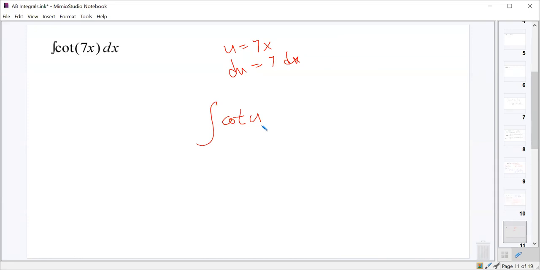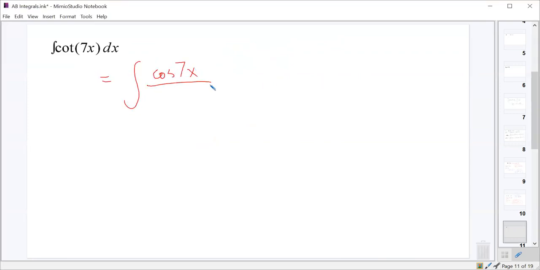Put it in terms of sine and cosine. All right, yeah, let's start with that. So we're going to have to do something similar to this. We're going to integrate cosine 7x over sine 7x dx. And now we've got two parts of this. We've got a sine 7x and a cosine 7x.